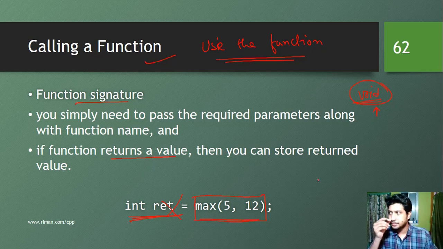For example, strcat. This function is declared in string.h. I hope you have heard this term. String.h includes all the functions that are related to strings. The strcat function concatenates two strings into one, but it doesn't return anything. So strcat is one of the examples where void is the return type.